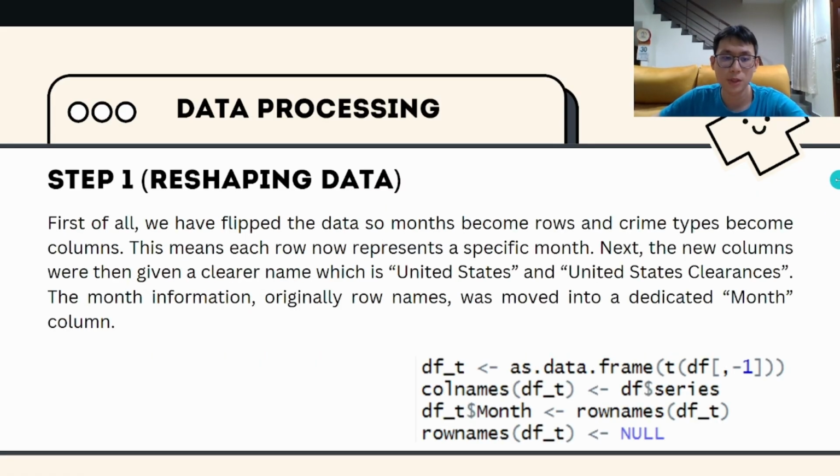For the data processing, we separated it into three steps. Step 1 is reshaping the data. We flipped the data so that months become rows and the crime becomes columns. This means each row now represents a specific month. Next, the new columns were given clearer names, which are United States and United States clearance. The month information, the original row names, was moved into a dedicated months column.